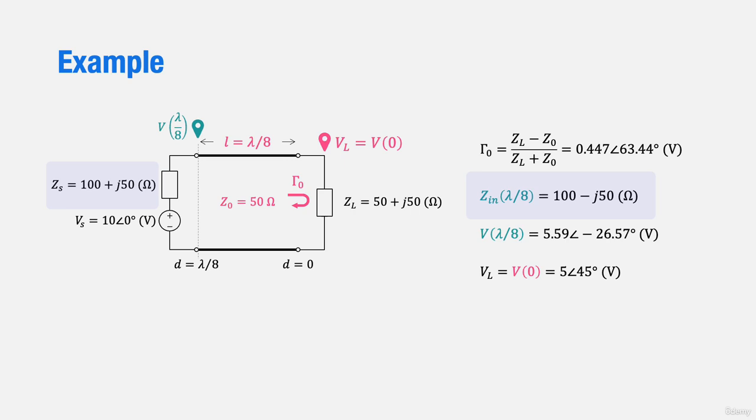The source impedance Zs is still 100 plus j50 ohm. When these two impedances are in series, their imaginary parts are eliminated, and their real parts are the same. This means that the two impedances are conjugate matched.